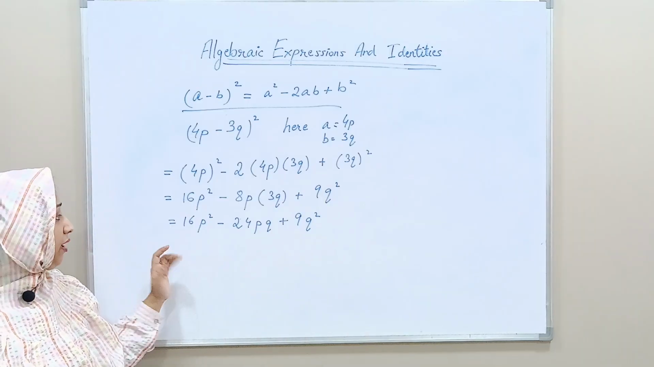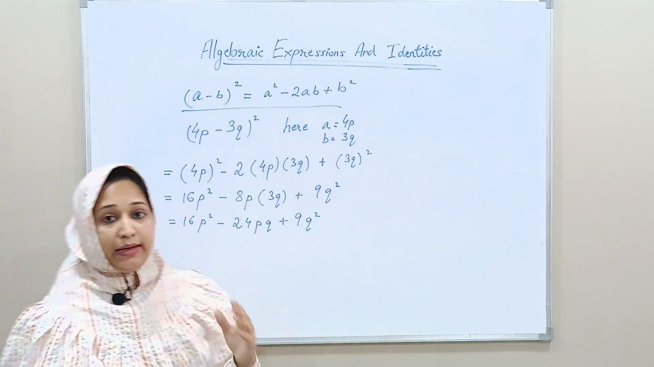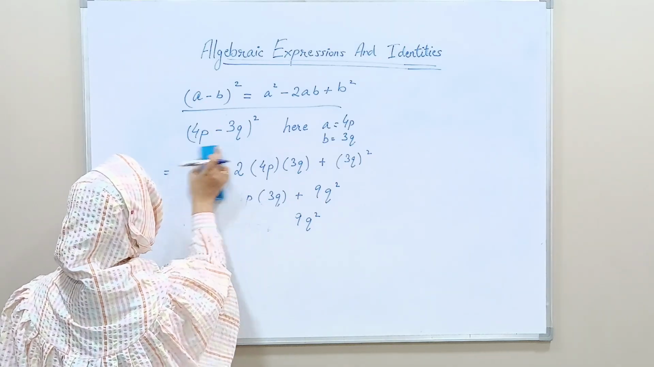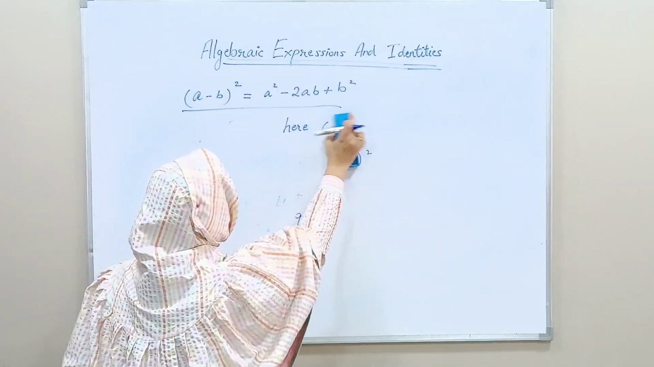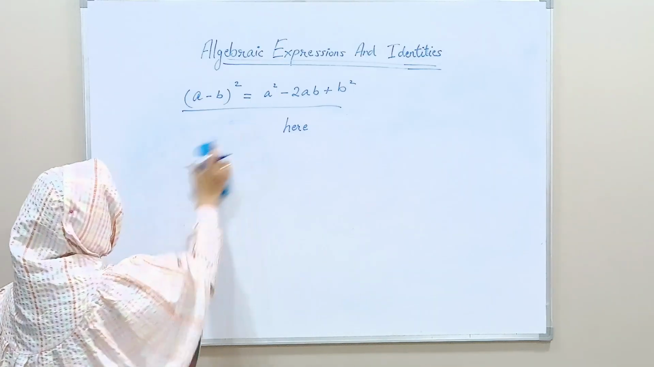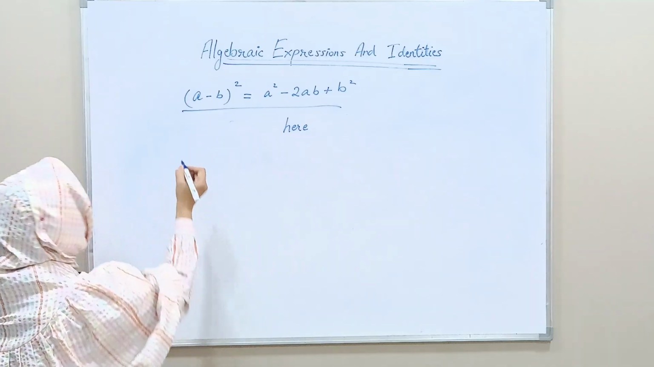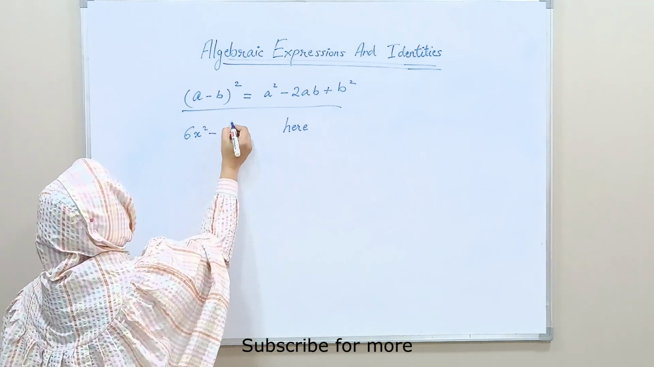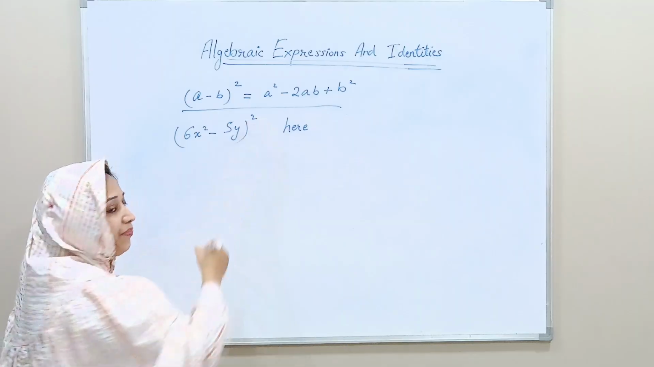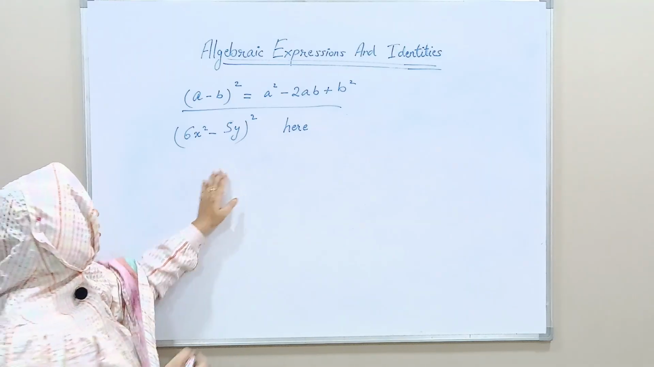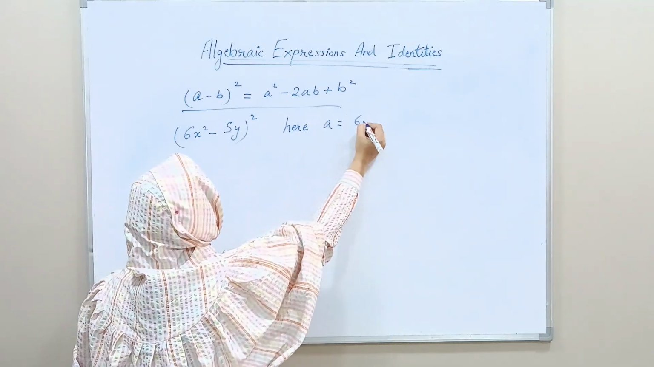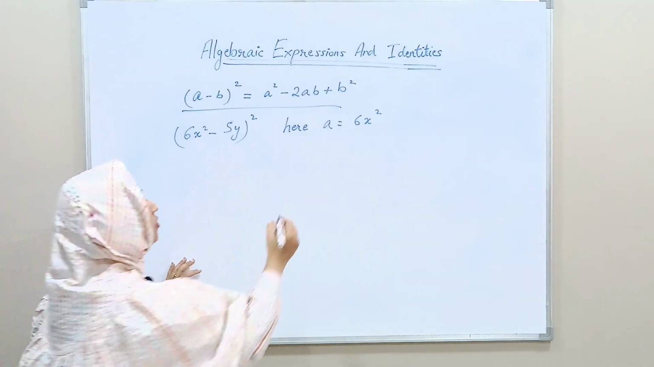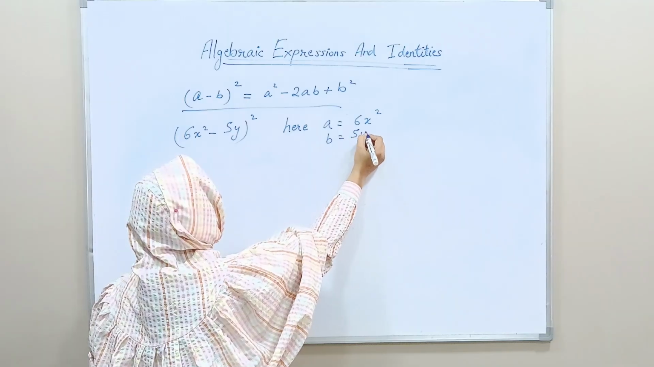Now all the three terms here are unlike terms, so this is your final answer. Let us take one more example. Suppose we have (6x² - 5y) whole square. Identifying a and b here, a is equal to 6x², okay, this is your a, and b is 5y. So we say b is equal to 5y.